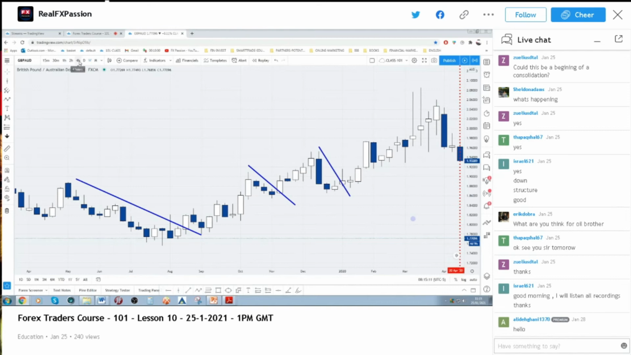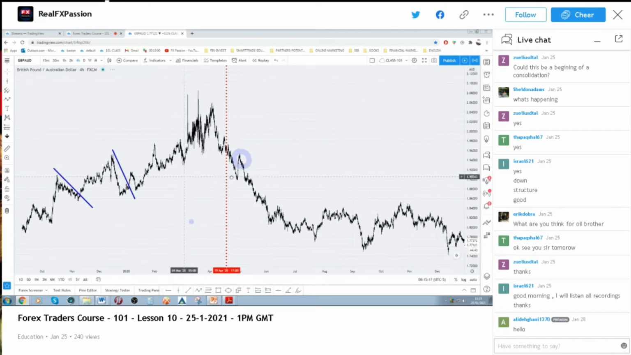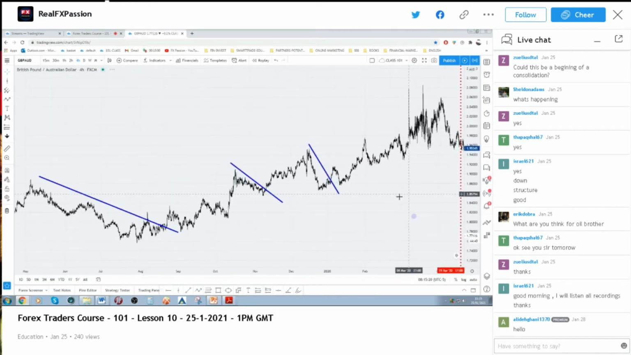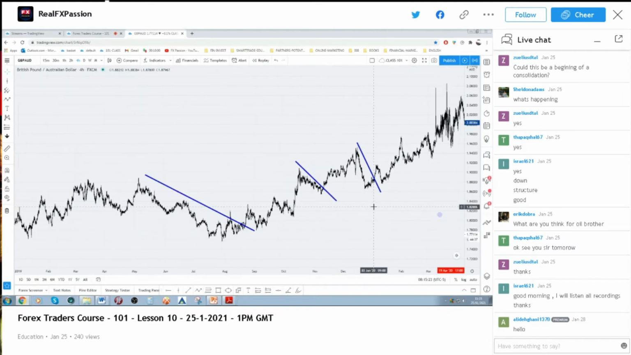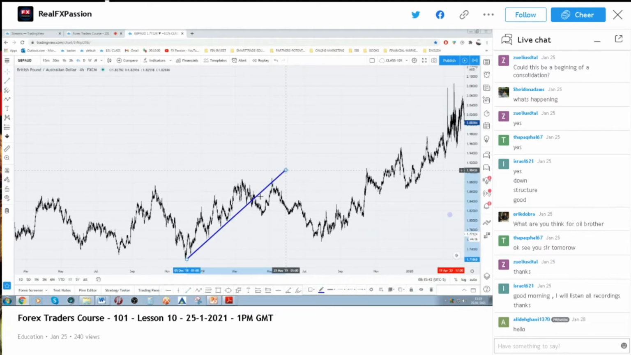And I'm going to go on the 4-hour chart. Where are we? This is the 4-hour chart, everybody, and we need to identify the market wave. This is just a tool, right? So it's going to start, we have before an uptrend line, then we would have a downtrend line, agreed?